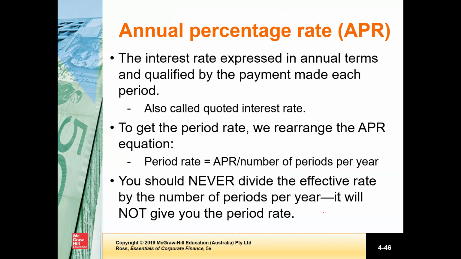Now, when we say annual percentage rate, it is expressed in annual terms. If the payment is made more frequently than yearly, then the rate will simply be divided by the number of periods, without considering compounding. So one way of differentiating between effective annual rate and annual percentage rate is that in effective annual rate, you consider compounding, but in annual percentage rate, you do not consider compounding.